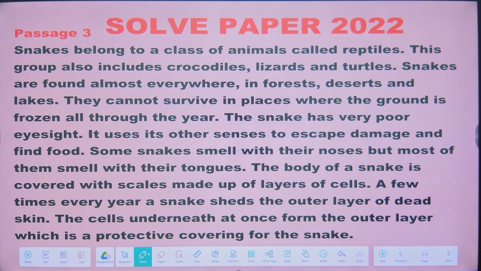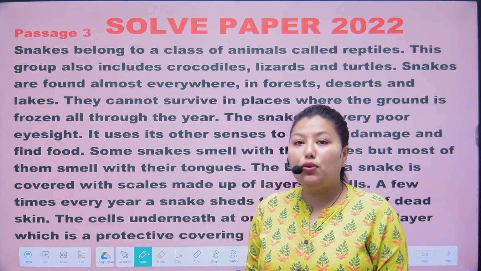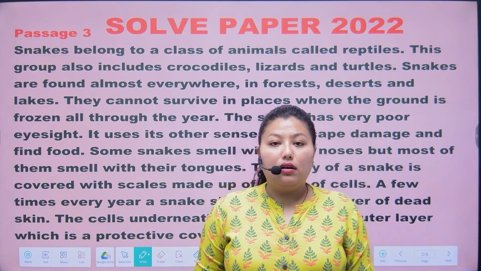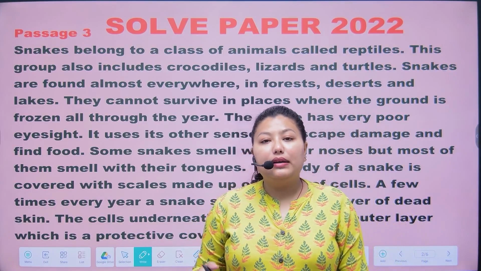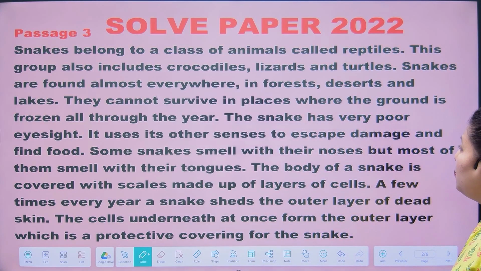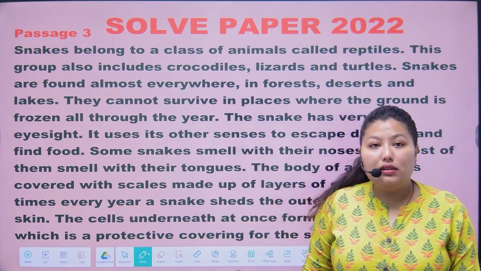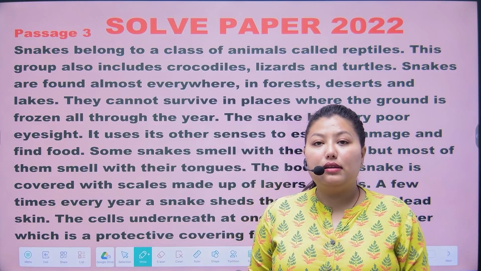So what is a reptile? Reptiles are a group of cold-blooded animals which have skin covered with small hard plates called scales. Their blood is cold. Humans have warm blood, but reptiles have cold blood. Next line: this group also includes crocodiles, lizards, and turtles.